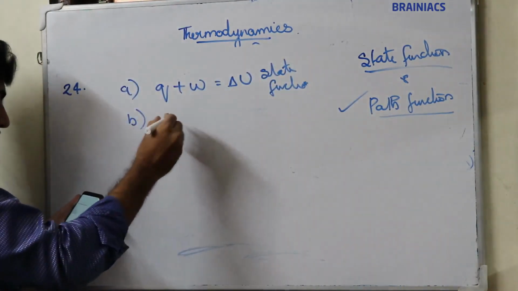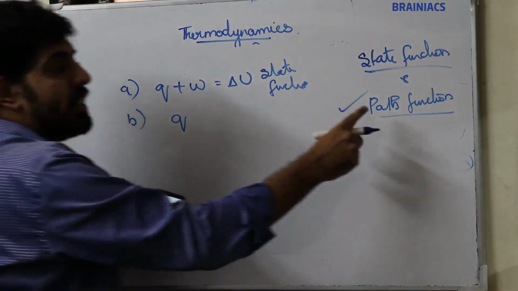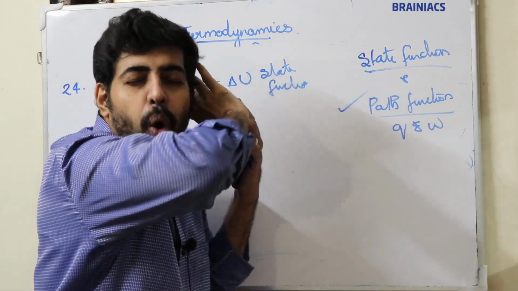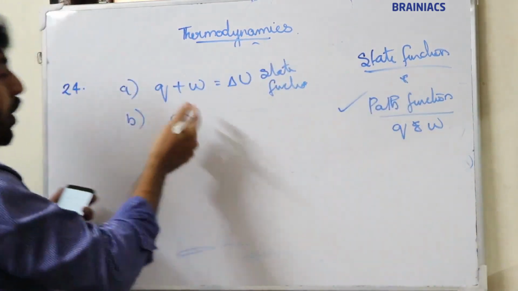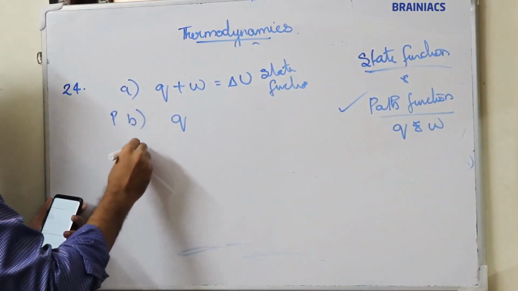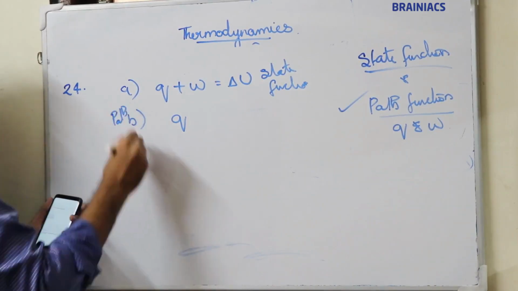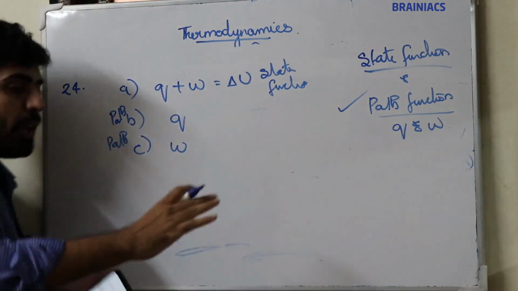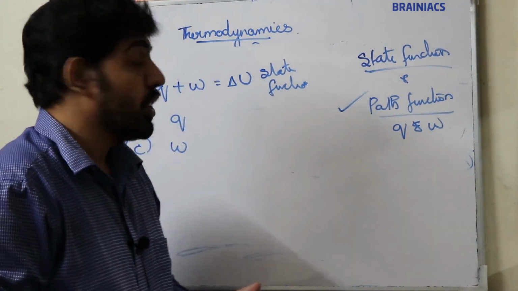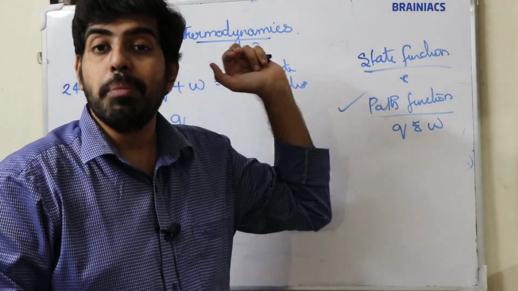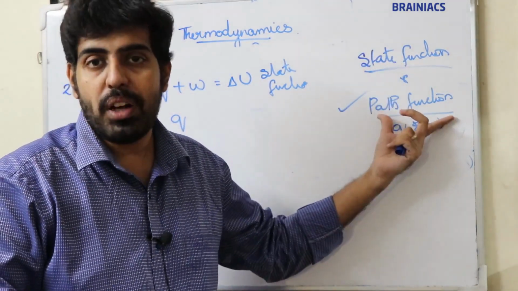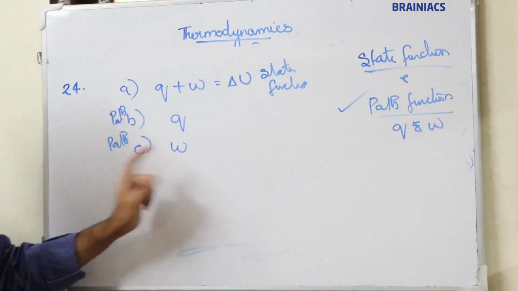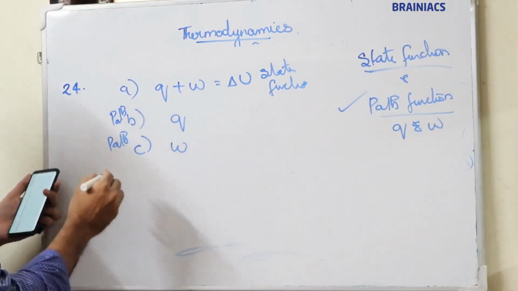Now option B, heat. We know that in thermodynamics there are only two path functions, heat and work. Remaining all are state functions. So Q is a path function. Now C, work. Work is also a path function. So Q and W are path functions. And the third one.